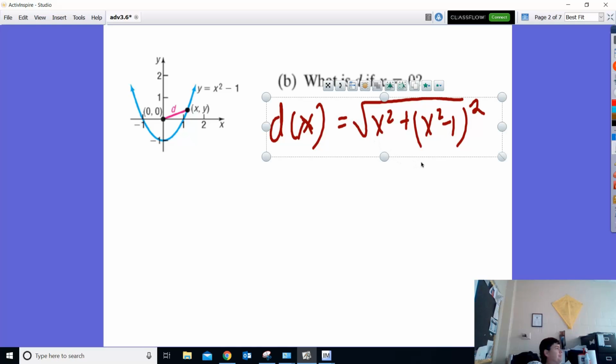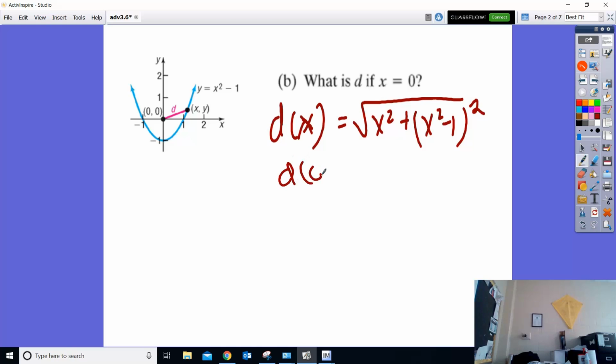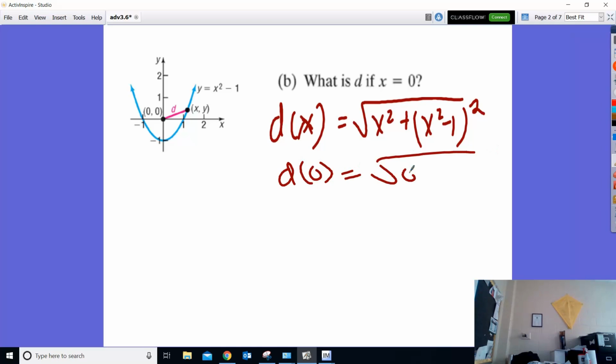How do you do part B? You plug in a 0. That's not hard. I'll use function notation. D of 0 is the root of 0 squared plus (0 squared minus 1) all squared. So if you do all the math inside that radical, what's actually in there? A 1, right? What's your answer then? 1.